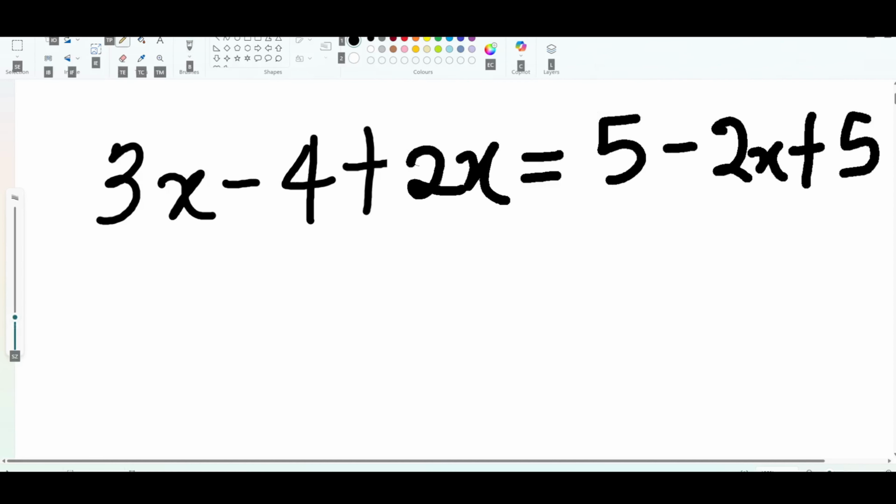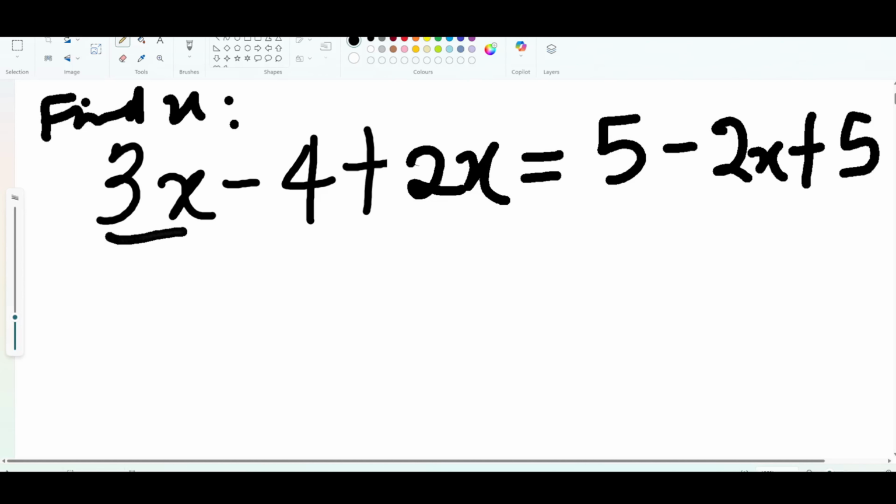Looking at this example, this is another example where we are asked to find x. So how do we find x? The first thing we're going to do is to collect our like terms. So what are the like terms? This term has x, this one has x, this has x. So they are already on the left hand side. These two are on the left hand side.